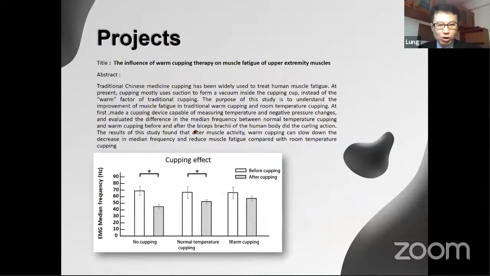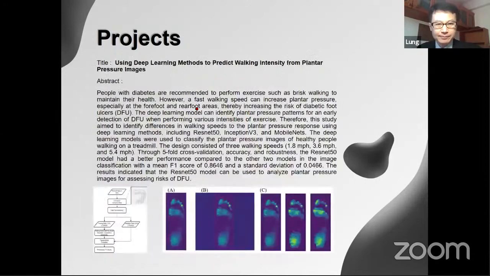So I try to warm up from normal, about 27 degrees, to 42 degrees, and I want to know what the effect is on muscle fatigue. Actually, I think 22 is maybe better than 27 degrees. That is what I guessed.